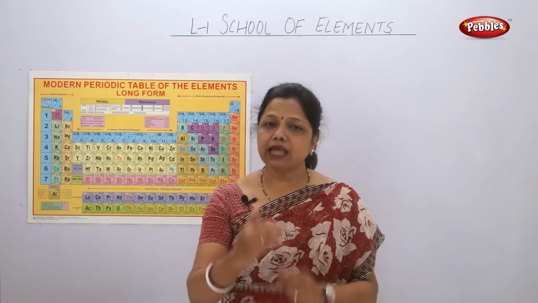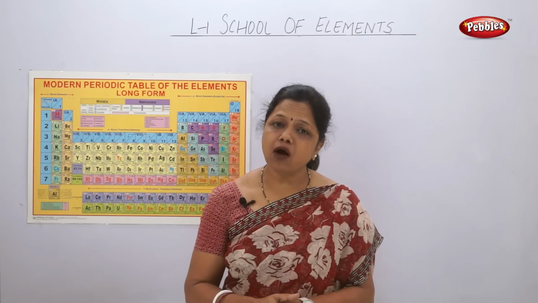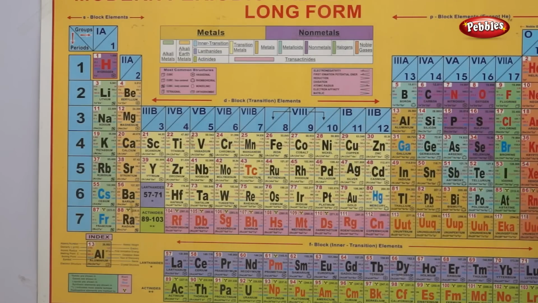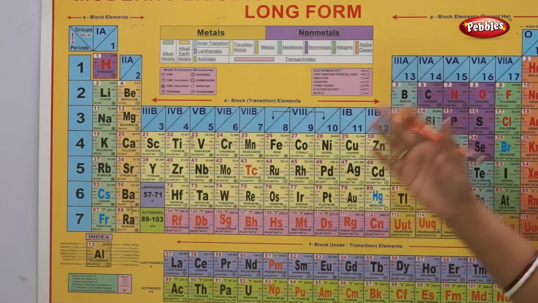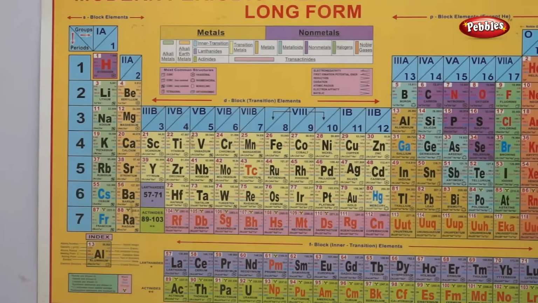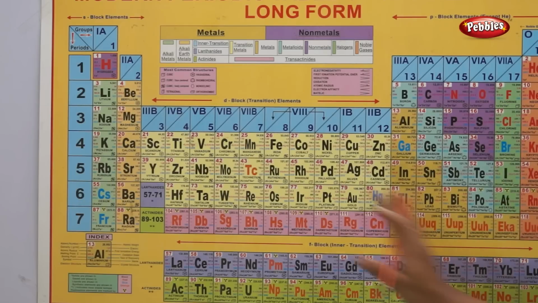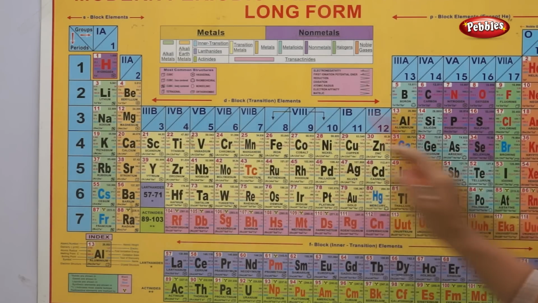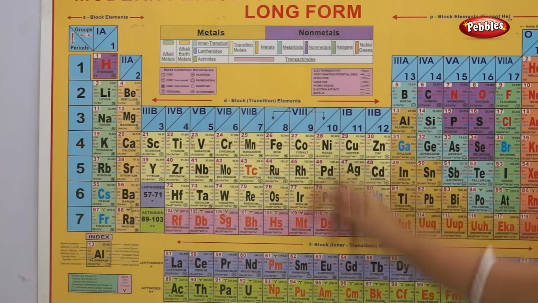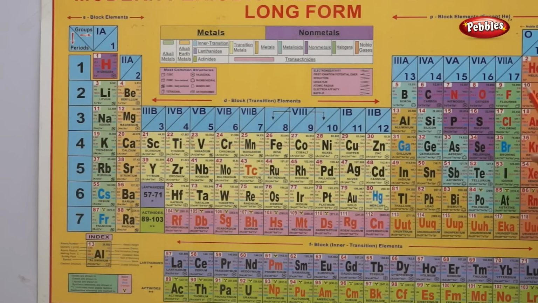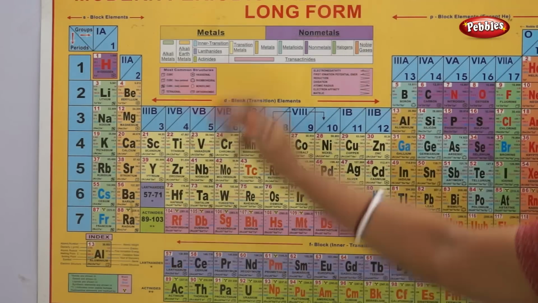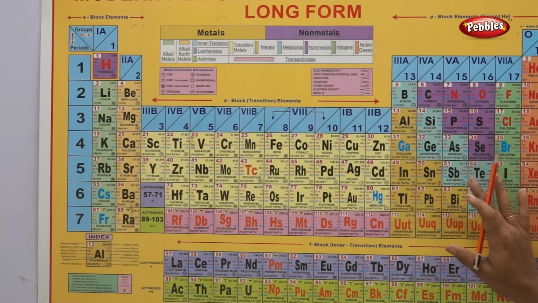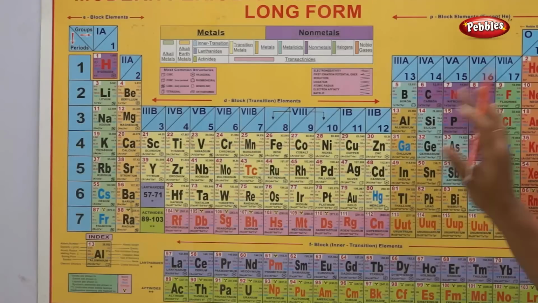We are going to see stepwise how all the various elements are arranged in the long form of the periodic table. This is the modern periodic table of the elements, called the long form of the periodic table. We are going to see the position of elements in this table. You can see the horizontal lines, the horizontal blocks and the vertical blocks. The horizontal blocks are called periods and the vertical blocks are called groups. This is the basic structure of the periodic table. It is made up of periods and groups.